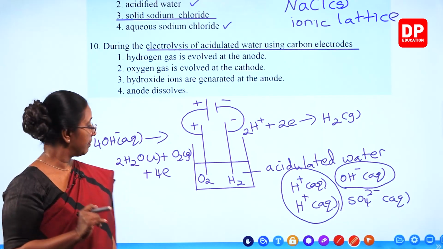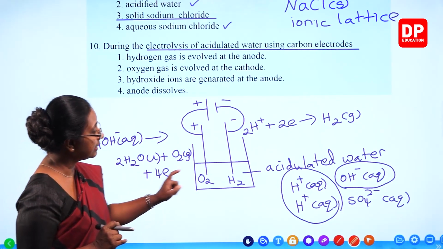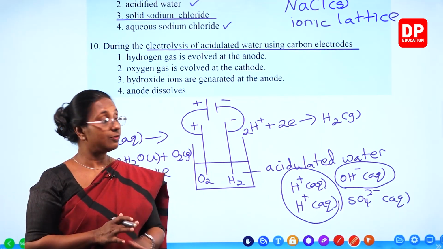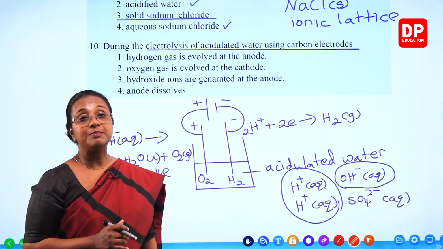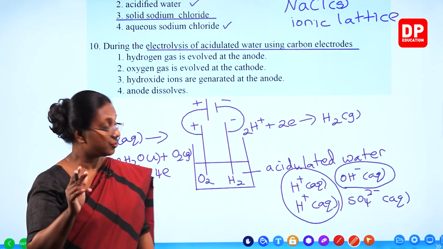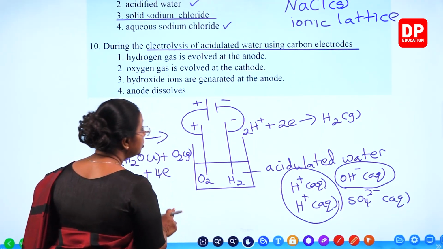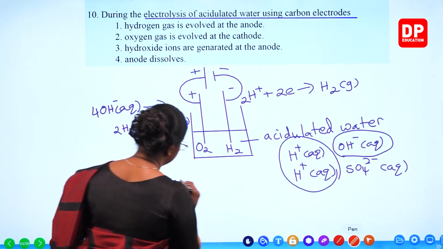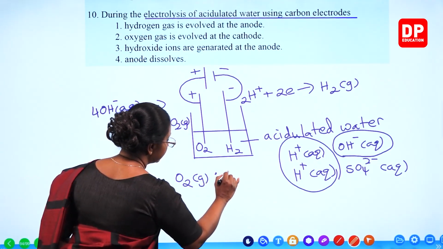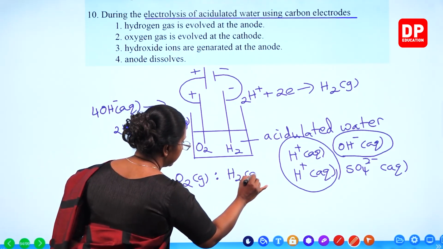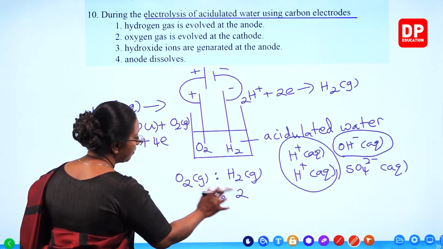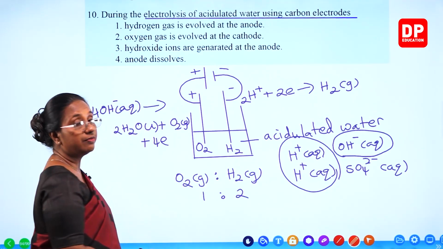And you can remember, there are 4 electrons here, there are only 2 electrons here. So to balance the equation, we need to multiply the reduction by 2. So therefore, the ratio between O2 gas and H2 gas is going to be 1:2. So 1 volume of oxygen, 2 volumes of H2 gas.